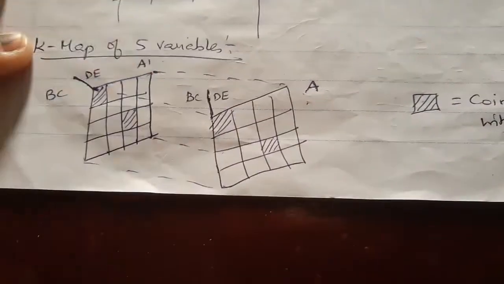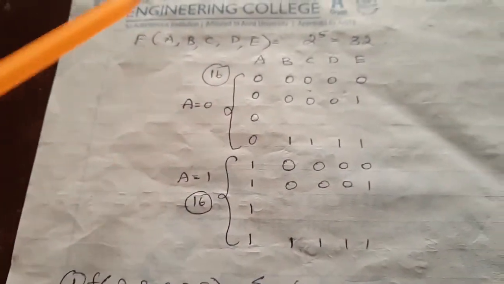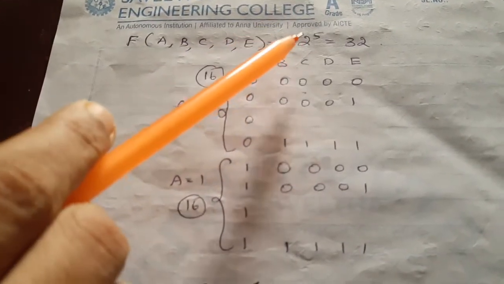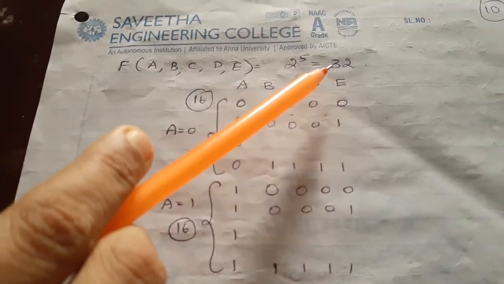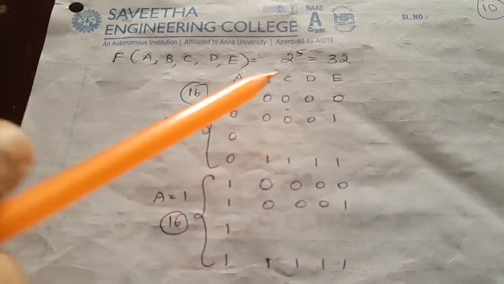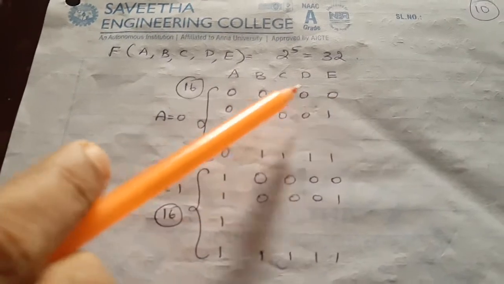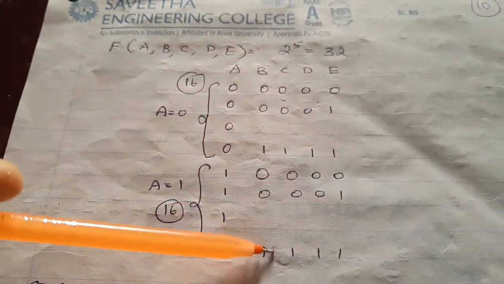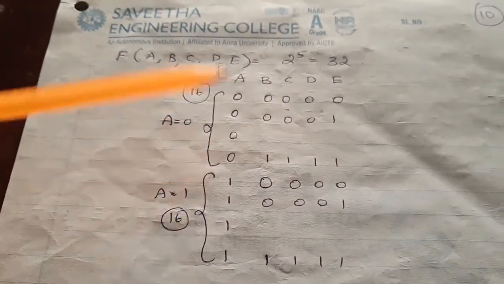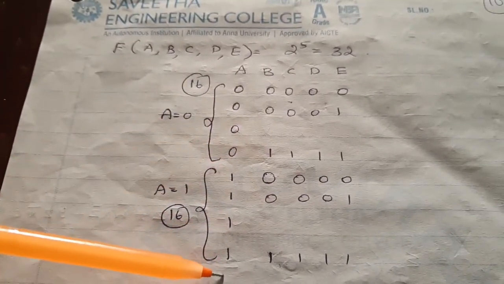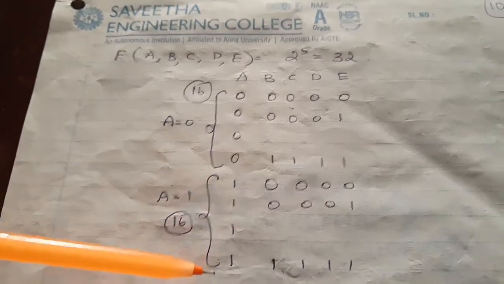So how to do this 5 variable mapping? Let us take an example now. F is equal to A, B, C, D, E, 5 variables. Therefore, 2 power 5, 32 boxes will be obtained. You make the combination starting from 0, 0, 0 to 1, 1, 1. For the first 16 conditions, A will be 0. From 17 to 32 conditions, it will be 1.